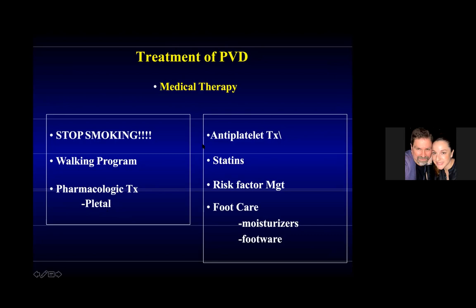Other antiplatelet aggregants are also important. The use of 81 milligrams of baby aspirin, or the use of Plavix, also known as clopidogrel, at a dose of 75 milligrams daily. The Pletal dose, or cilostazol, we usually give 100 milligrams PO twice a day, or you can do 50 milligrams PO twice a day for the patients that are elderly.